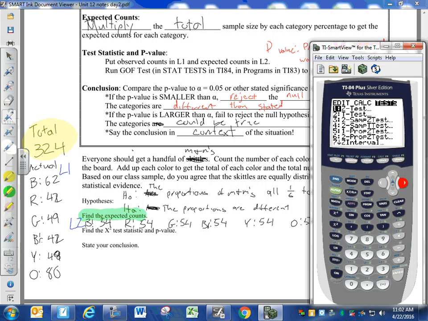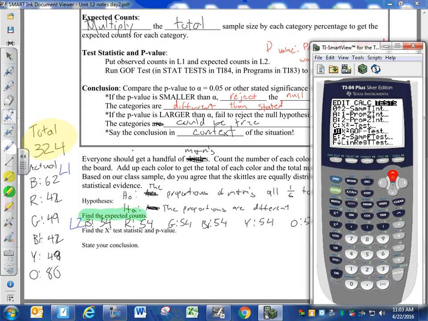Some calculators actually don't have it. Stat test, chi-square GOF test. If you don't see chi-square GOF test, you're going to need to use another calculator. Okay, we got that?